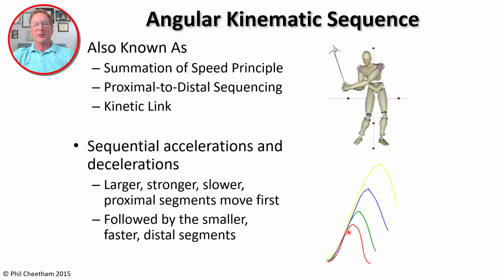So we start with the pelvis and we go to the thorax or the chest, then we go to the arms, and finally we go to the club. And each one accelerates and decelerates. You may have heard an analogy like cracking the whip. Well, I'll talk about a couple of other analogies as we go along. But let's get into it now, how it refers directly to the golf swing.